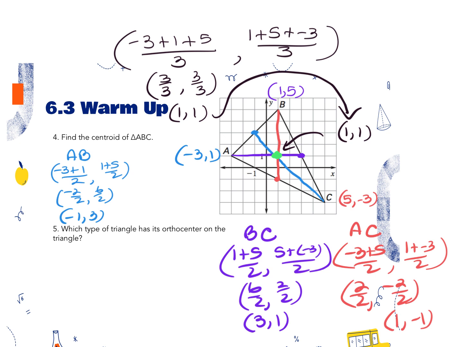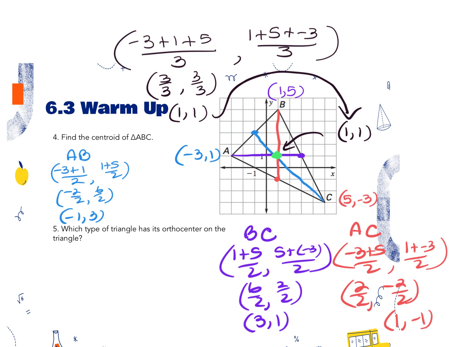The problem with actually drawing the medians is if your centroid is a fraction, let's say it was 1.5 or 1 2/3, and your graph doesn't go in fractional increments, it might be hard to find. So this is where the trick pays off. Add the x's, divide by 3, and add the y's, divide by 3.